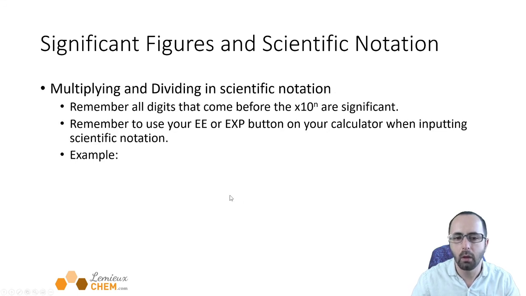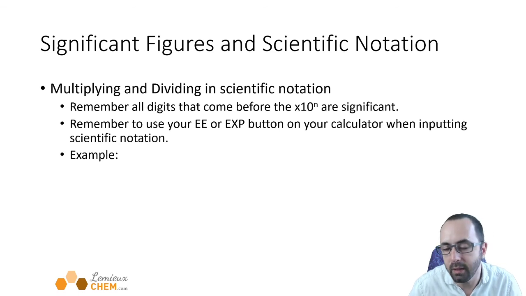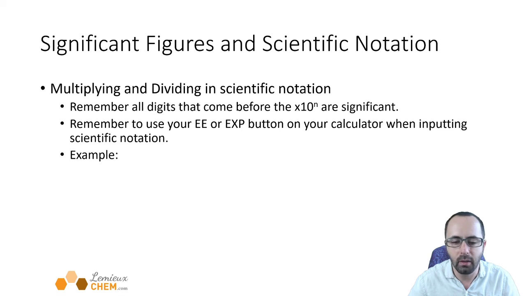Finally, if we're multiplying and dividing in scientific notation, we'll probably need to put this in our calculator. So you're going to want to use the EE or the EXP button here. But if you're subtracting and if you're adding, you're going to have to be careful about the way you do this. So let me show you a couple of examples.